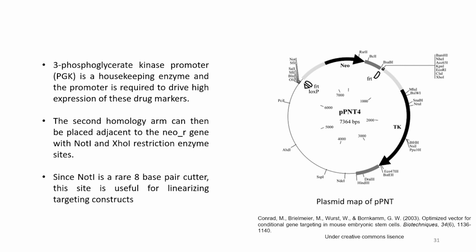The second homology arm can be placed adjacent to the neo-R gene with NOT1 and XHO1 restriction enzyme sites here. Since NOT1 is a rare 8 base cutter, this site is useful for linearizing targeting constructs.